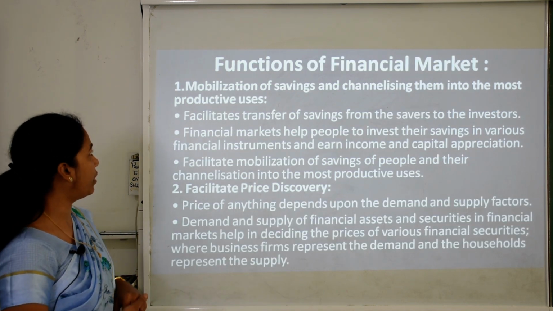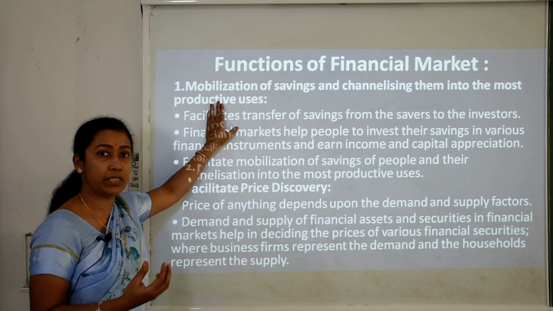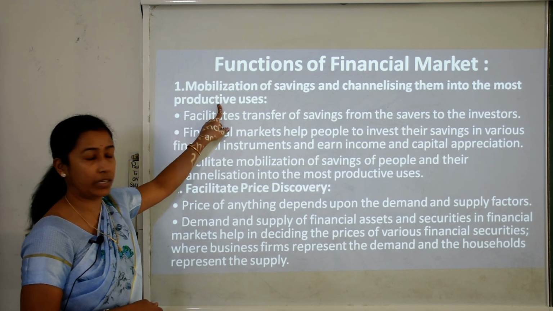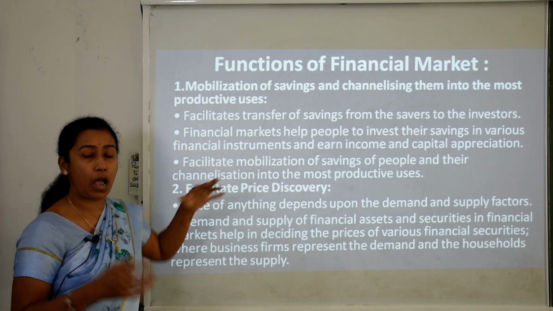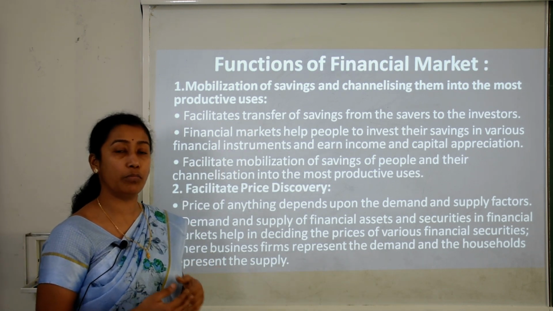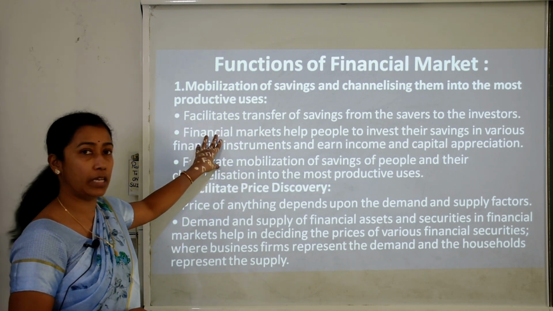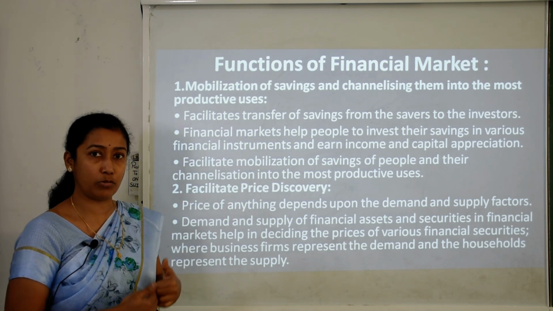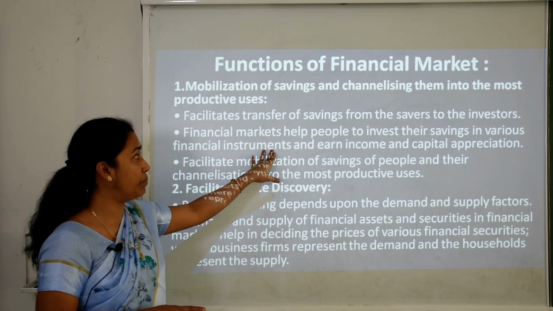Now the functions of financial market. The first function, as I said, is that this financial market is a channel or a source or a place where we can mobilize our savings and investment. So the first function of financial market is mobilization of savings and channelizing them into the most productive use. First, it facilitates transfer of savings from the savers to the investors. That means it is transferring these savings from those people who save, that is households, to investors, that is business firms. Financial market helps poor people to invest their savings.